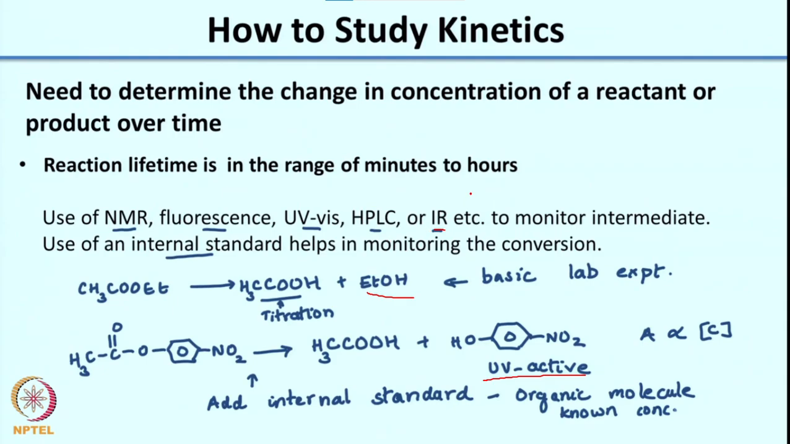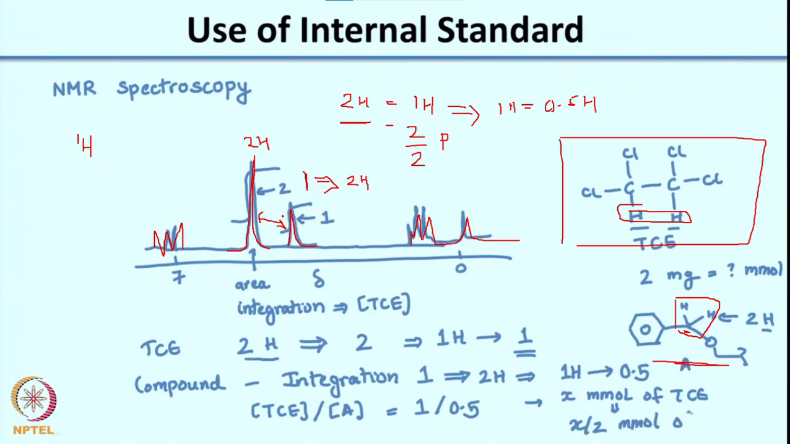Then we have done how to study the kinetics. There are different methods: NMR, fluorescence, UV visible, HPLC, IR, etc. to monitor the reaction, and there is also the internal standard method. We have discussed how the internal standard helps to find out the concentration of the product. By integration we can find out the concentration of product with some known protons. We cannot analyze all the protons because sometimes we have complicated structures, but some known protons should be analyzed by comparing with the internal standard.